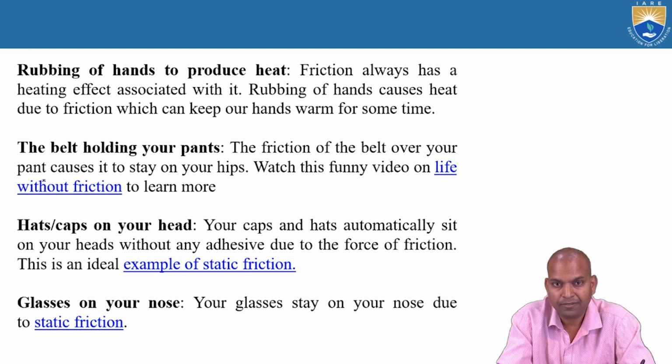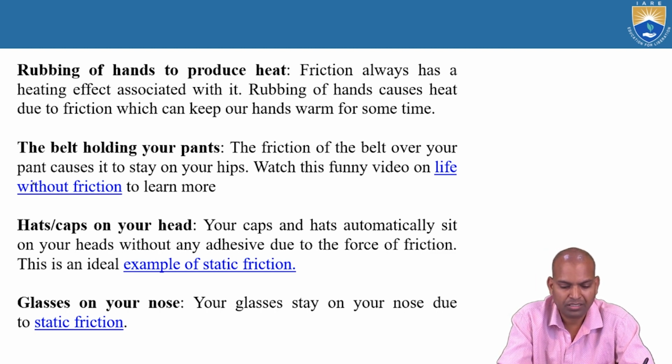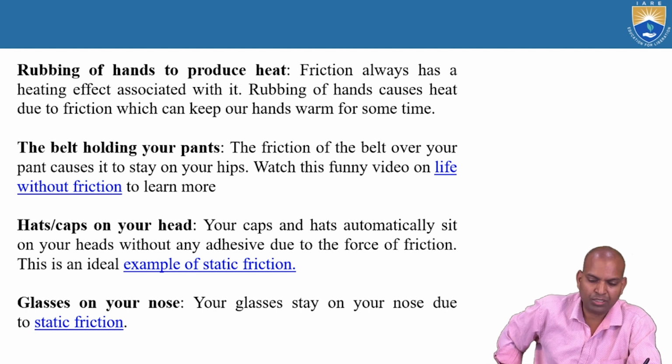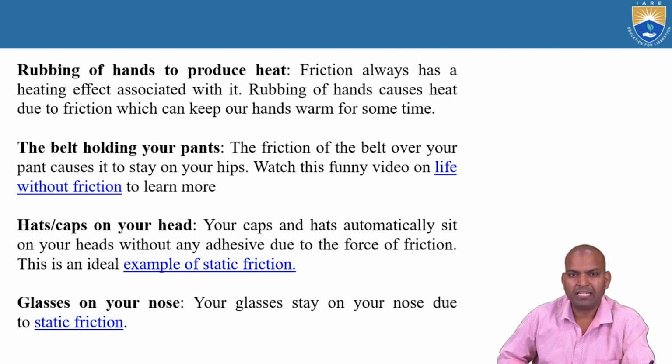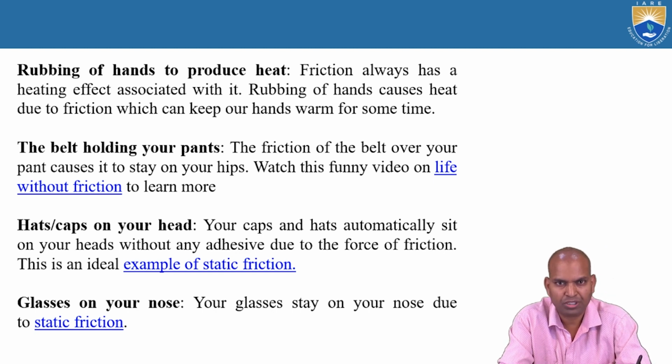The next is your belt holding your pants. This is also friction. Otherwise your pants would slip down. Your pants stay on your hips because of the belt and its friction grip.